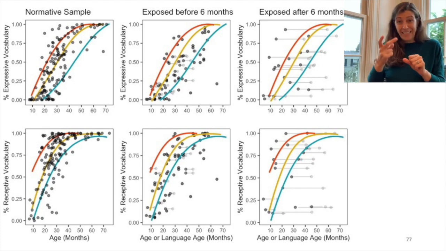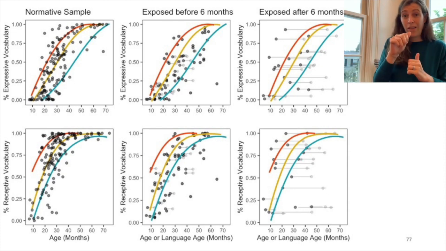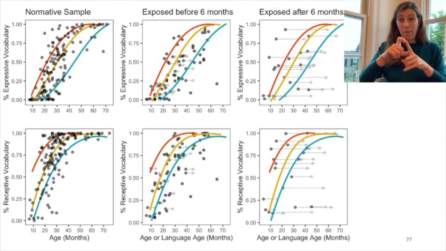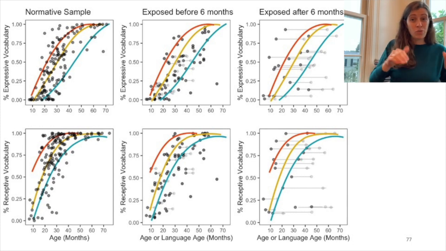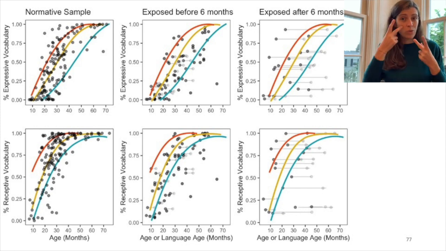What we can see is that the children who are exposed before 6 months old, all of those dots, so all of the children's vocabulary scores look a whole lot like the normative sample. Really, the distribution is statistically no different from the normative sample.